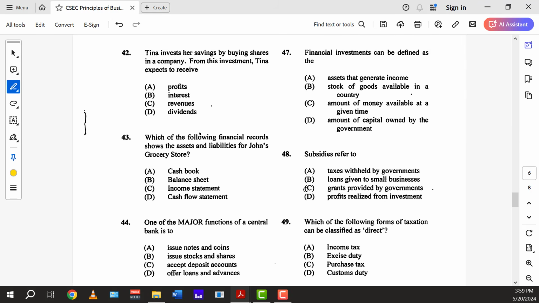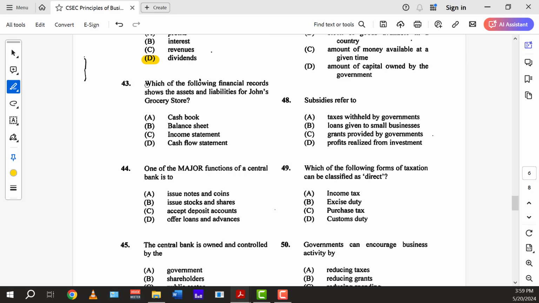42. Tina invests her savings by buying shares in a company. From this investment, Tina expects to receive profits, interest, revenues, or D. Dividends. Dividends is the answer. You invest, you buy shares, you get dividends. 43. Which of the following financial records shows the assets and liabilities of John's grocery store? A. Cash book, B. Balance sheet, C. Income statement, or D. Cash flow statement. Best answer is B. Balance sheet.